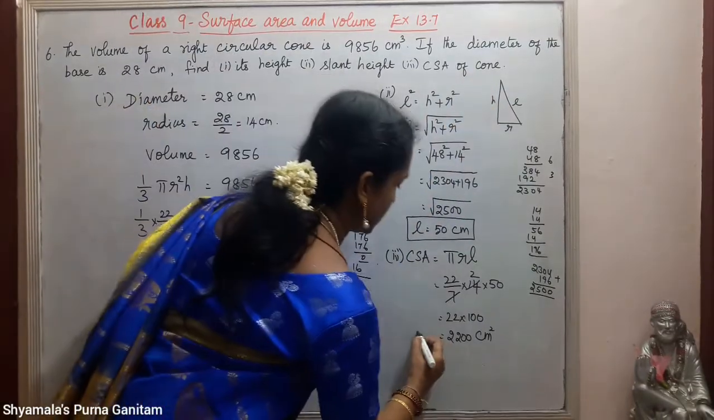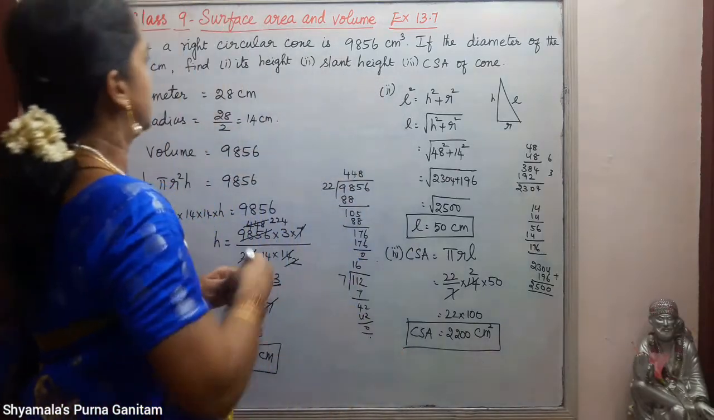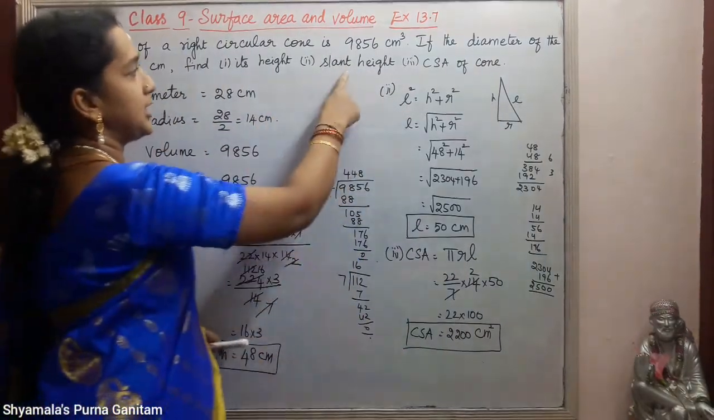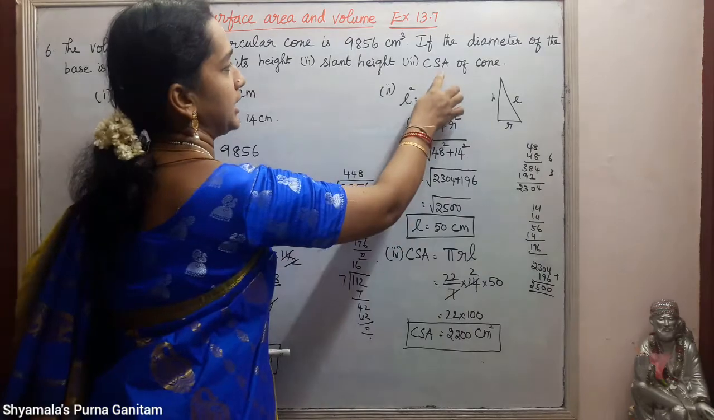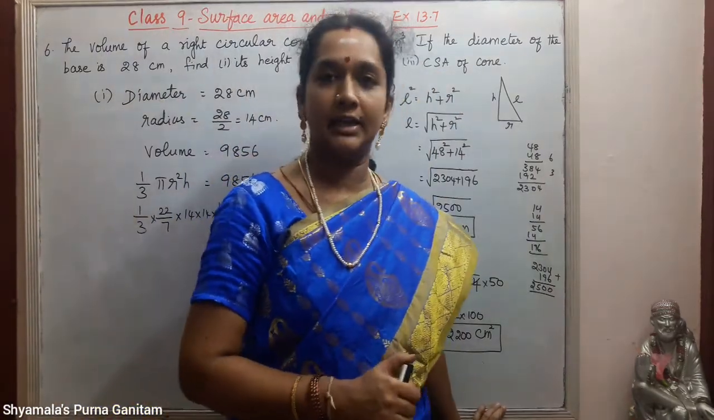So we were asked to find the height, which we got as 48 centimeters, the slant height, which is 50 centimeter, and the CSA of the cone, which is 2200 centimeter square.